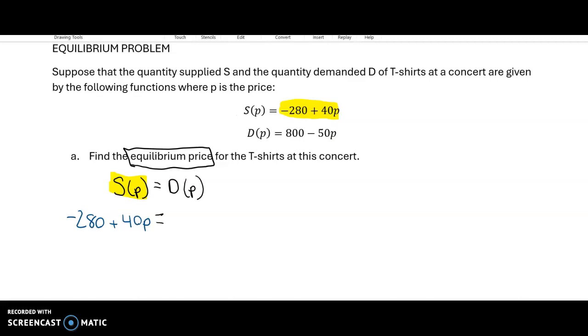I know that demand is 800 minus 50p. So I'm going to take my 800 minus 50p and substitute on the right side, 800 minus 50p. Now I have one equation with one unknown, and I can solve for my unknown. So I am going to get all of the variable on one side by adding 50p to each side of my equation.